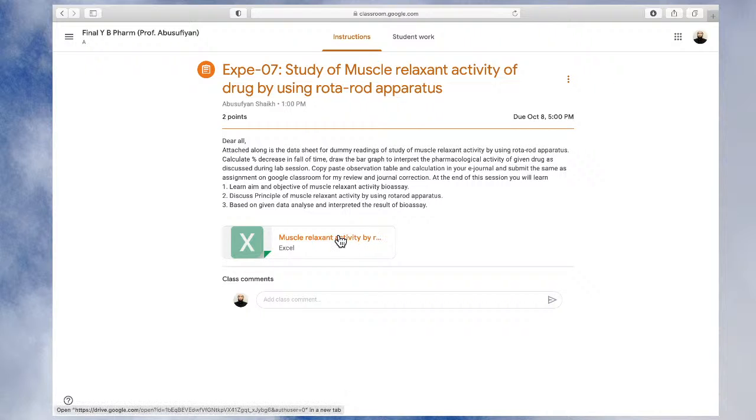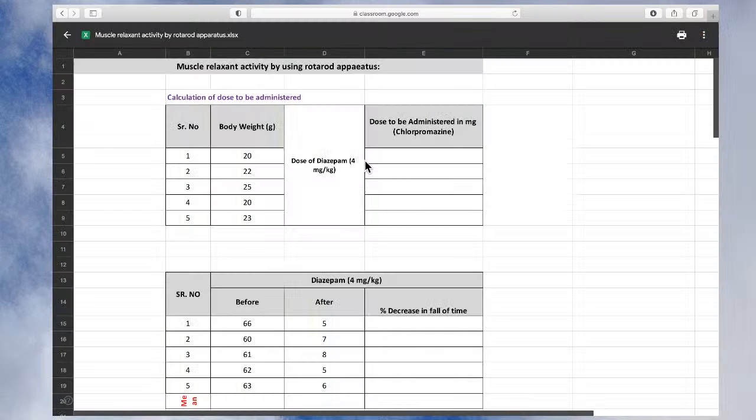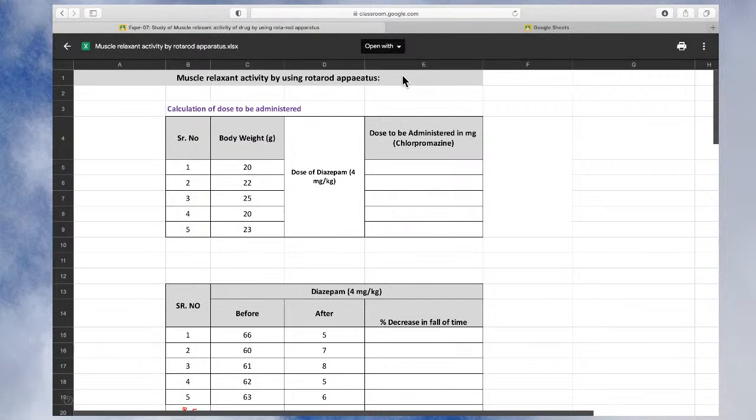So let's open this sheet. So I'm opening this sheet. I'm opening it with Google Sheets so that I can show you a calculation.